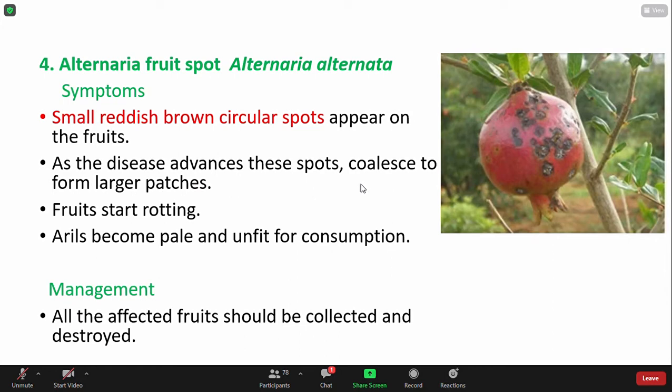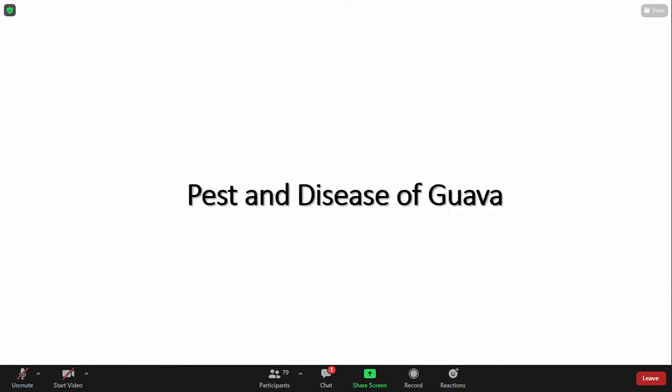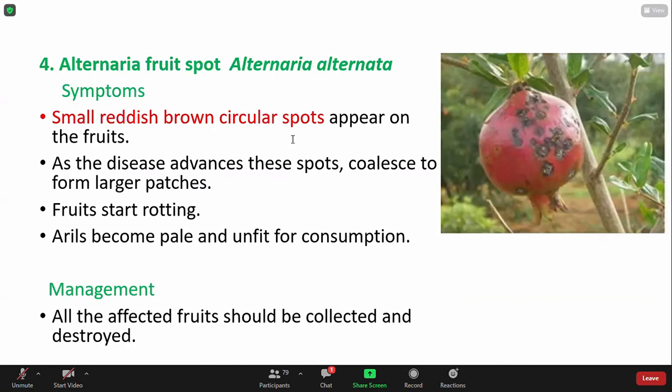And the management practice is that all the affected fruits should be collected and destroyed, and we have to maintain field sanitation. This is very important in managing the diseases. Do you have any doubt in pomegranate pests and diseases, or do you need more clarification regarding the pests and diseases?